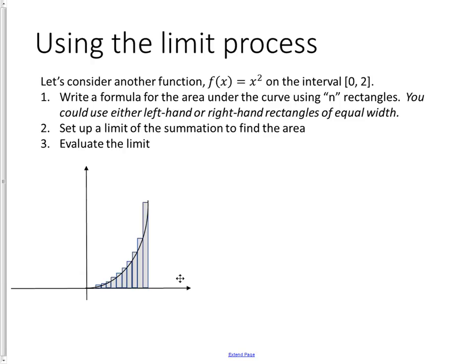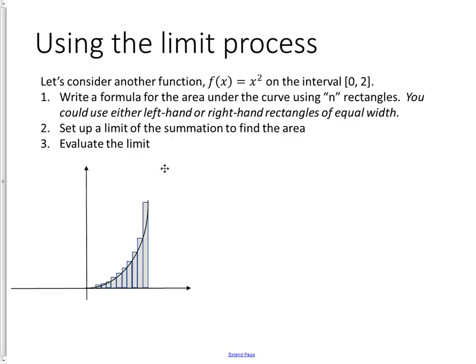So let's use this limit process one last time, and this time we're going to consider another function, f of x equals x squared, and we're going to use it on the interval from 0 to 2, and we want to write a formula for the area under the curve using n rectangles. Now we could use either left-hand or right-hand limits. I've got this one set up so that we can do right-hand limits on this one. And we're going to set up our limit of summation, find that area, and then evaluate that limit.